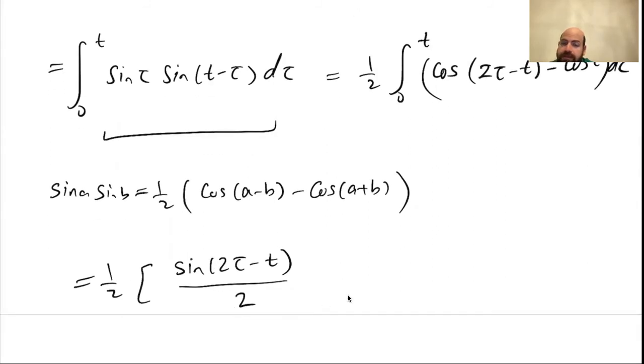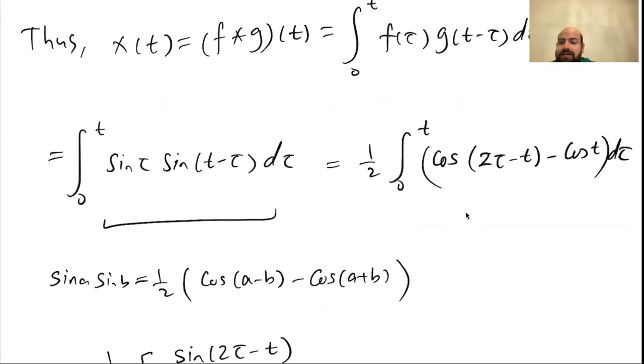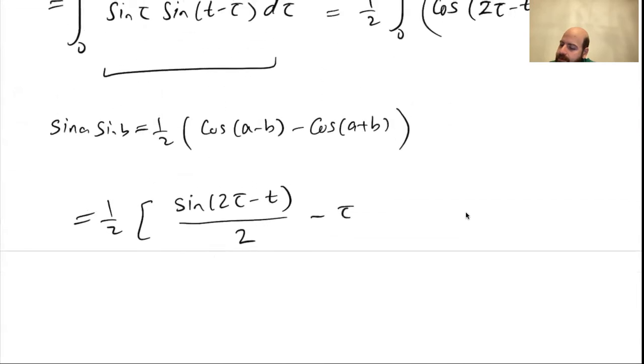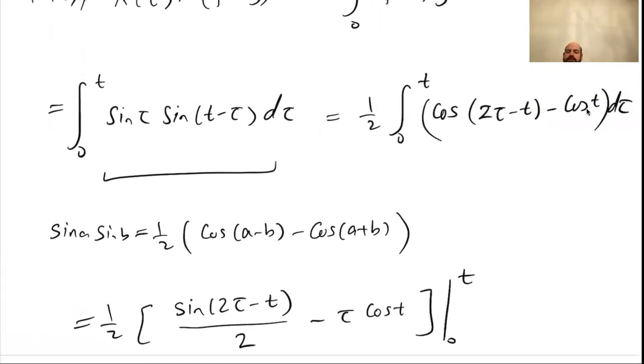And then the antiderivative of cos t with respect to tau is tau minus tau cos t, and it will be calculated between 0 and t. See, this is cos t, but I have to integrate with respect to tau, so it's considered a constant. For example, what is the antiderivative of 5 with respect to tau? It will be 5 tau. Similarly, the antiderivative of cos t with respect to tau will be tau cos t.